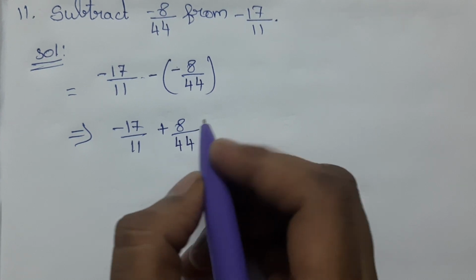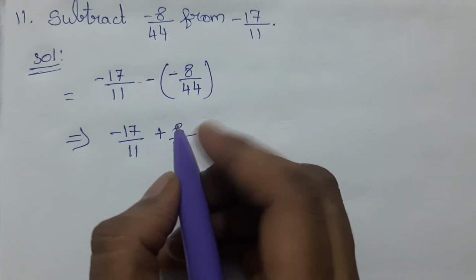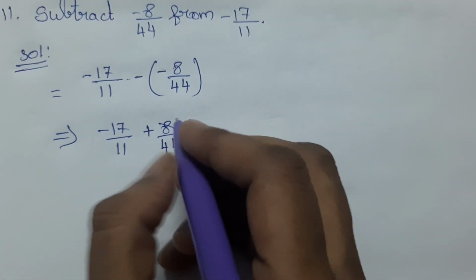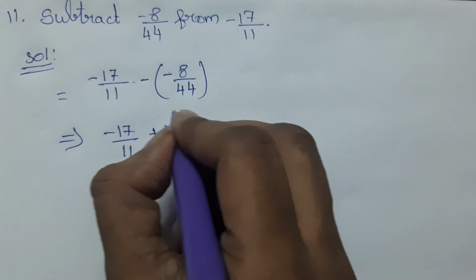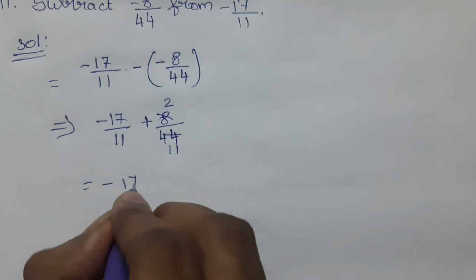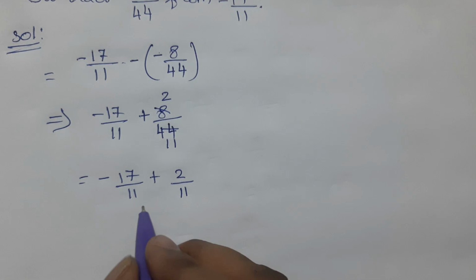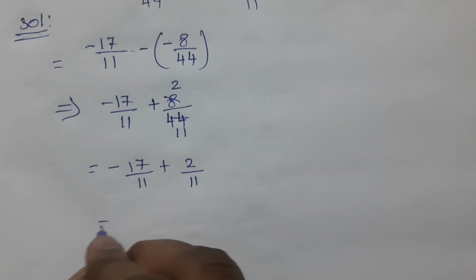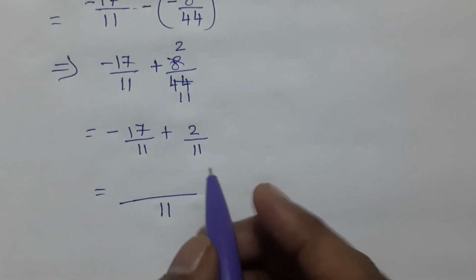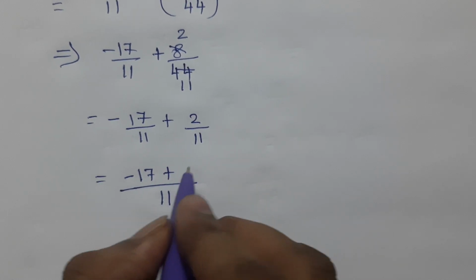Shall we reduce this one? Because both numerator and denominator are divisible by 4. How many times is it possible? Yes, 2 times. 4 table we can reduce by 4 table, and then 2 4s are 8, and this one is 11. So you can get minus 17 by 11. In this case we have 2 by 11. Now look at the denominators, same. So you can take same denominator 11, and directly we can add the numerators. Minus 17 plus second term numerator is 2.